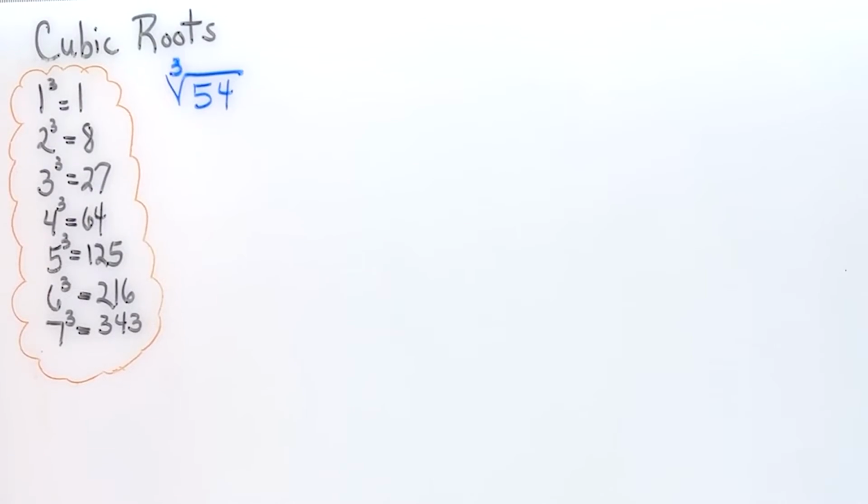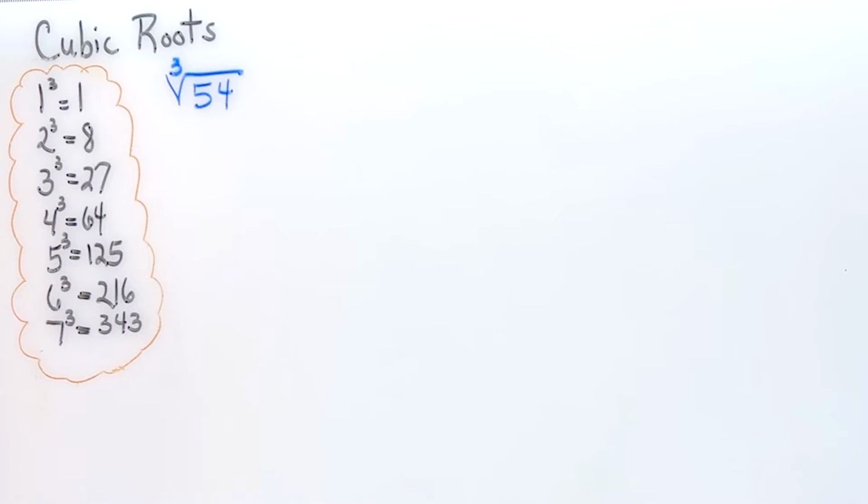The lesson is simplifying cubic roots. So the important thing to remember is we are going to be looking for numbers that are cubes. In other words, 2 times 2 is 4, and 4 times 2 is 8. That's how we end up getting the perfect cubes. 3 times 3 is 9, and 9 times 3 is 27.